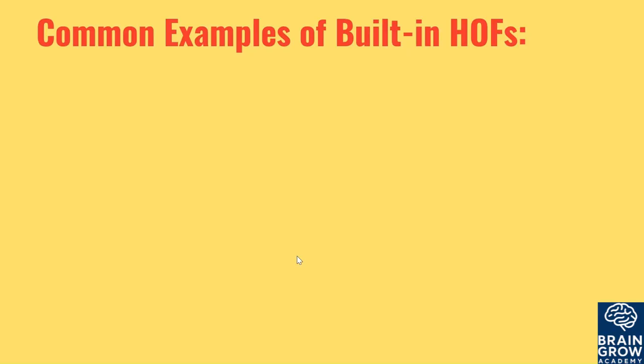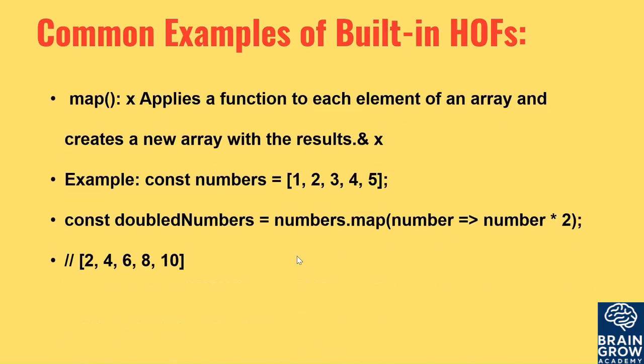So what are higher order functions that we already discussed in the arrays section? There are three types: map, reduce and filter. So the first one is map. Map applies a function to each element of an array and creates a new array with the result. So here is example 1, 2, 3, 4, 5, and we want to multiply all numbers by 2. So for that, we use map, that returns the new array.